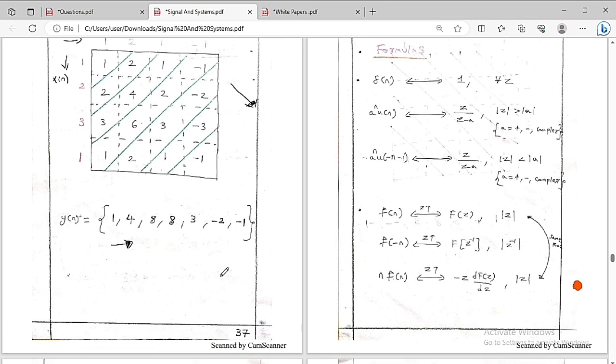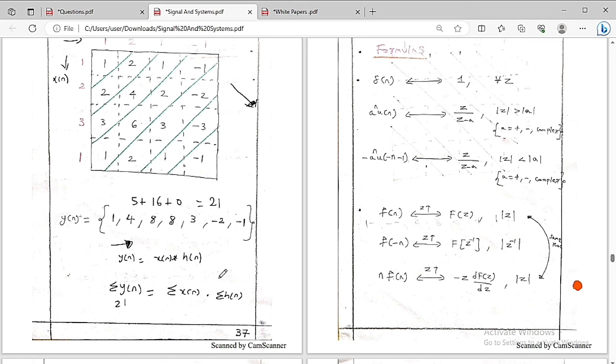I've already told you, y of n is nothing but x of n convolved with h of n. One point I want to tell you: sigma of y of n is nothing but sigma of x of n into sigma of h of n. Sigma means addition. So if you add all the elements of y of n, 1 plus 4 is 5, plus 8 plus 8 is 16, plus minus 2 minus 1 is minus 3, minus 3 plus 3 is nothing but 0. So 5 plus 16 is 21. So this value is 21.